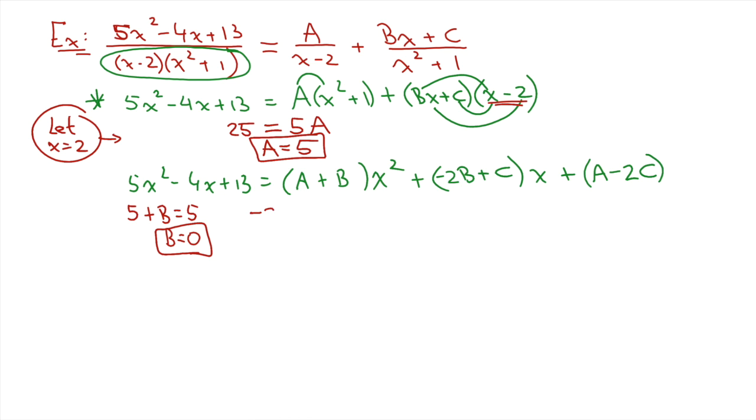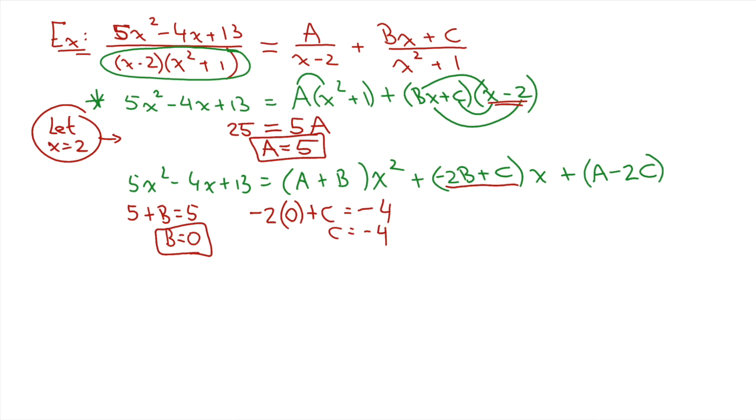Do the second one. Negative 2 times b, which is 0, plus c is equal to... No, it's equal to this. This is the x term. What's the coefficient of x? Negative 4. So it's equal to negative 4. Therefore, c is equal to negative 4.